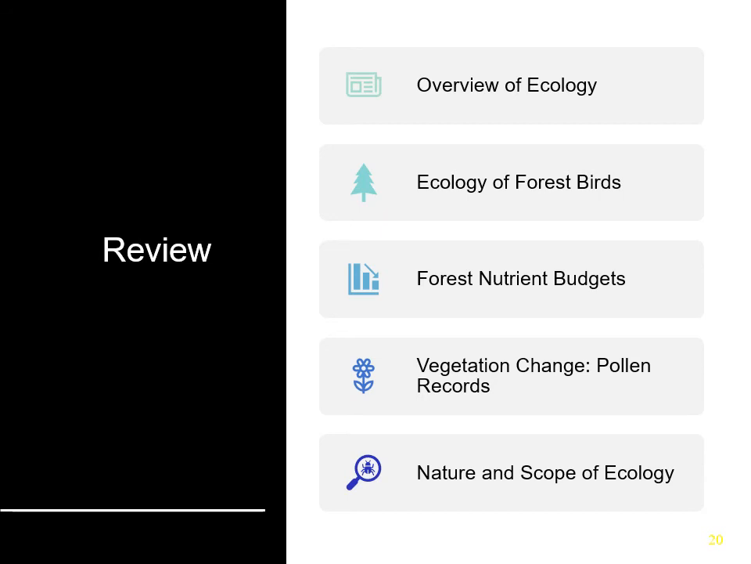studies. So we talked about an overview of ecology. The MacArthur study with the birds, we talked about different forest nutrient budget studies, looking at the pollen studies of Margaret Davis. So we got a bit of an overview of the nature and the scope of ecology.